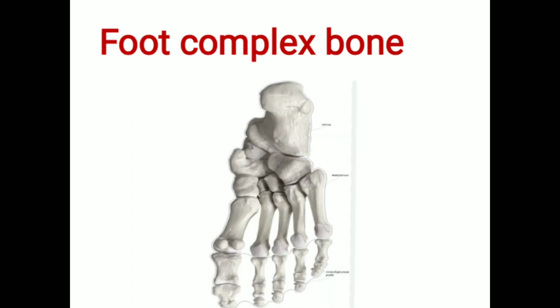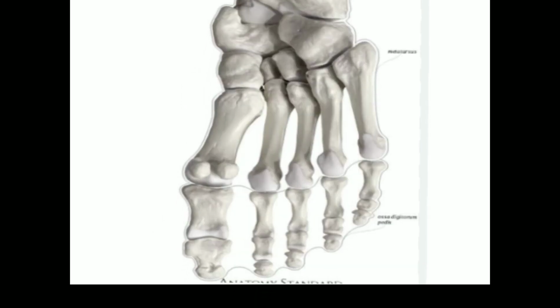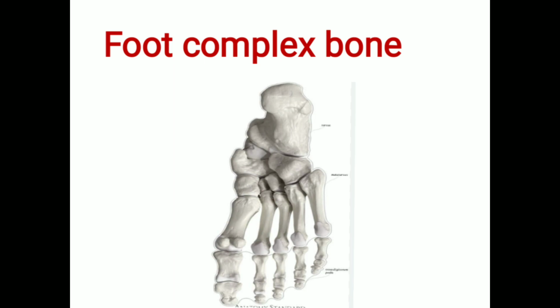The next bones are of the foot complex: again we have 7 tarsals, 5 metatarsals and 14 phalanges. So what is the difference between tarsal bones and carpal bones? Carpal bones are present in the hand complex. Tarsal bones are present in the foot complex. How many tarsals? 7. How many carpals? 8. Metacarpals are present in the hand complex. Metatarsals are present in the foot complex.